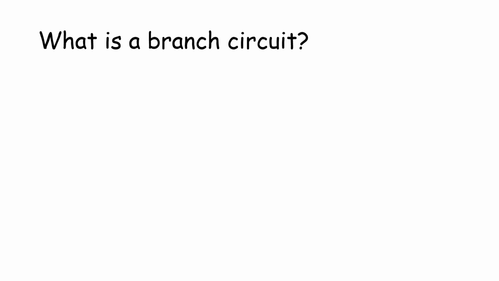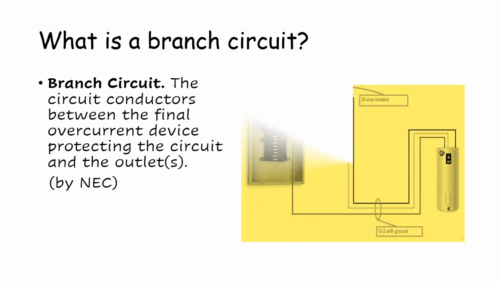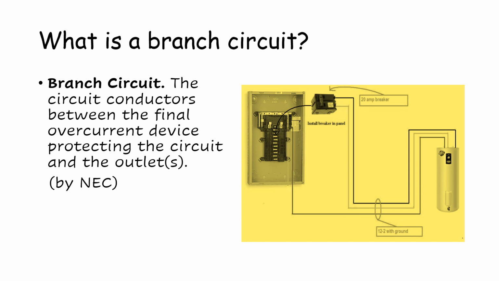What is a branch circuit? According to NEC, or the National Electrical Code, a branch circuit is the circuit conductors between the final overcurrent device protecting the circuit and the outlets. So here, let us check how the branch circuit looks like. This is our panel board, the final overcurrent device, circuit conductors, and the outlet, which is usually a junction box or convenience outlet. So here it is clear what a branch circuit is.